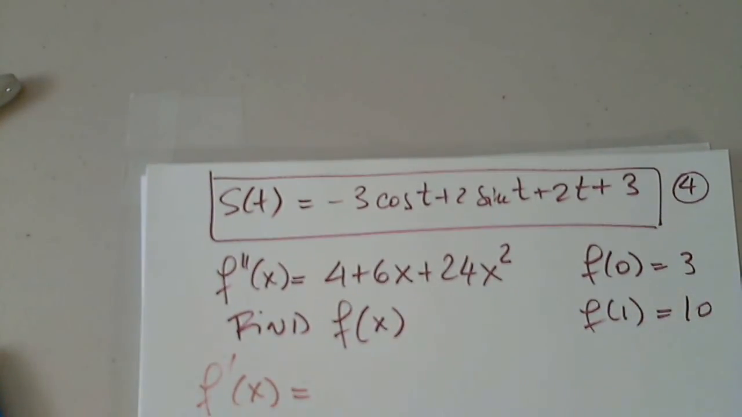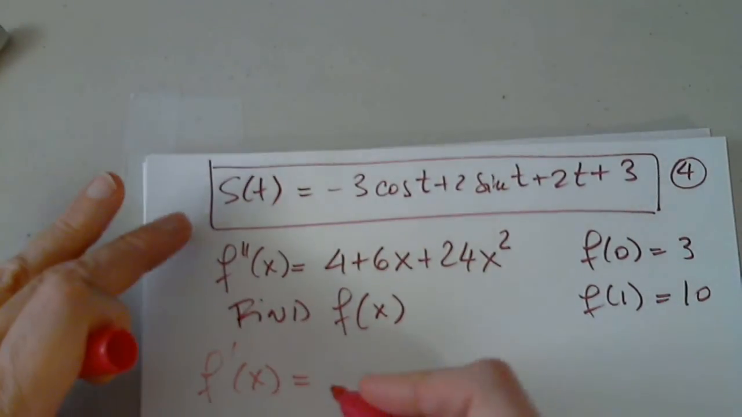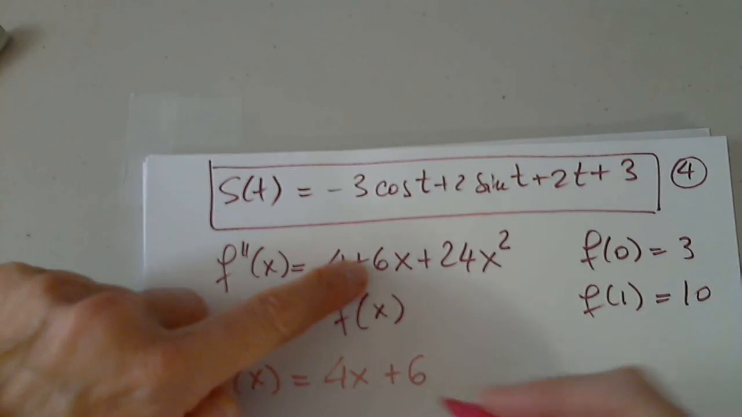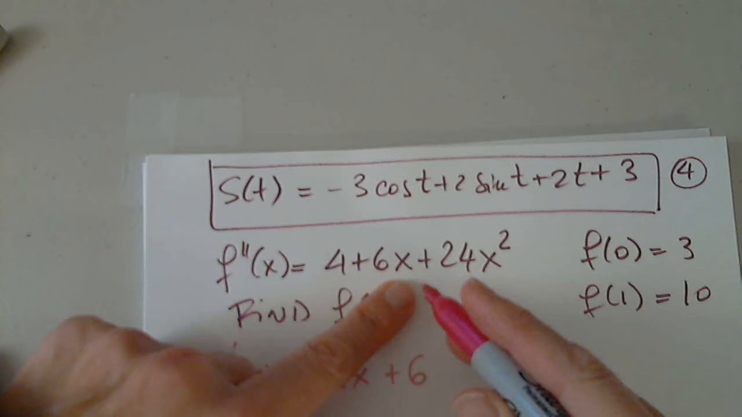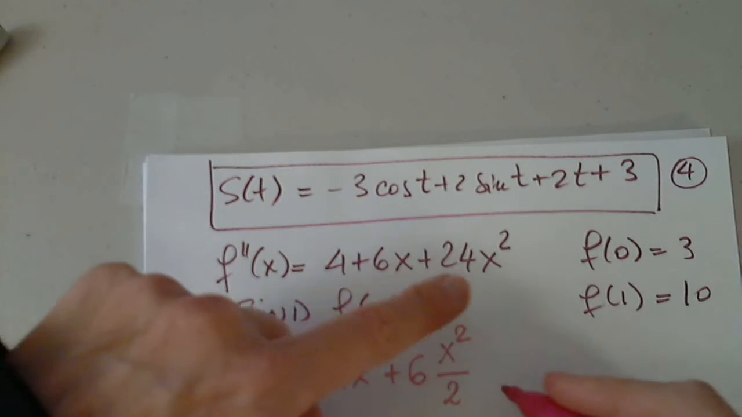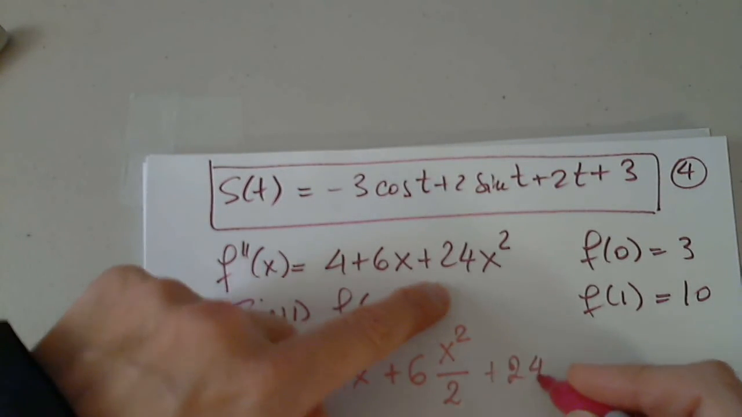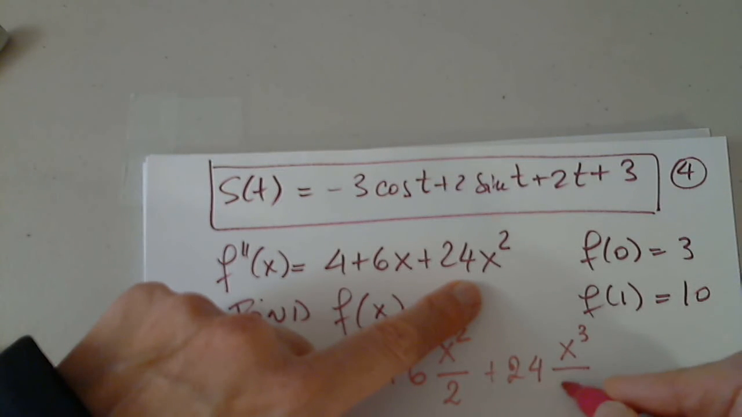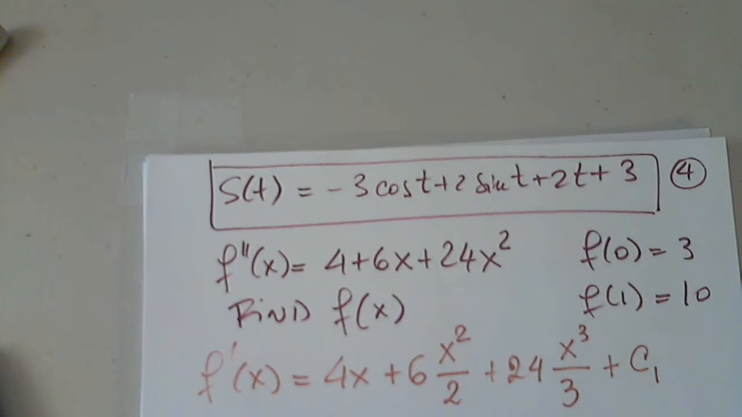Which function prime is 4? That's easy. Must be 4x plus 6. Which function prime is x? Well, I have to increase the power by 1 and divide by that exact number. Plus 24. Which function prime is x squared? I have to increase the power by 1 and divide by that exact number. Plus c1.